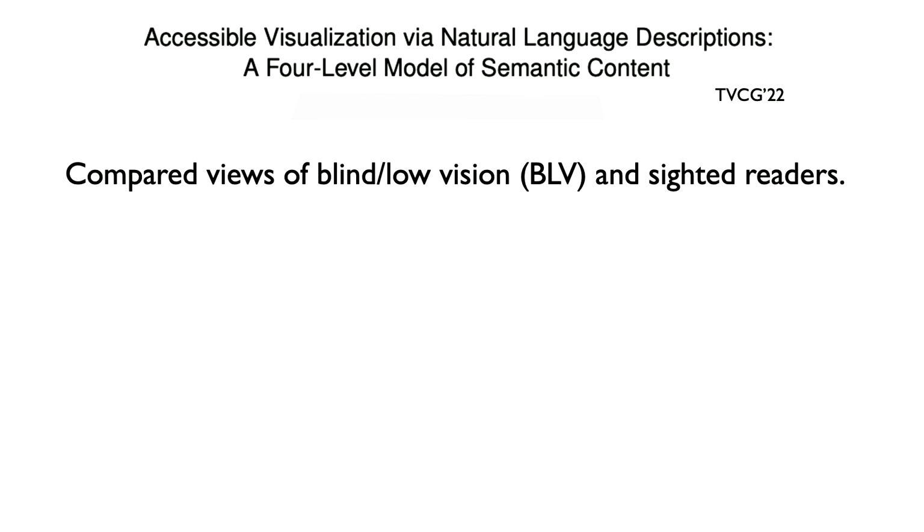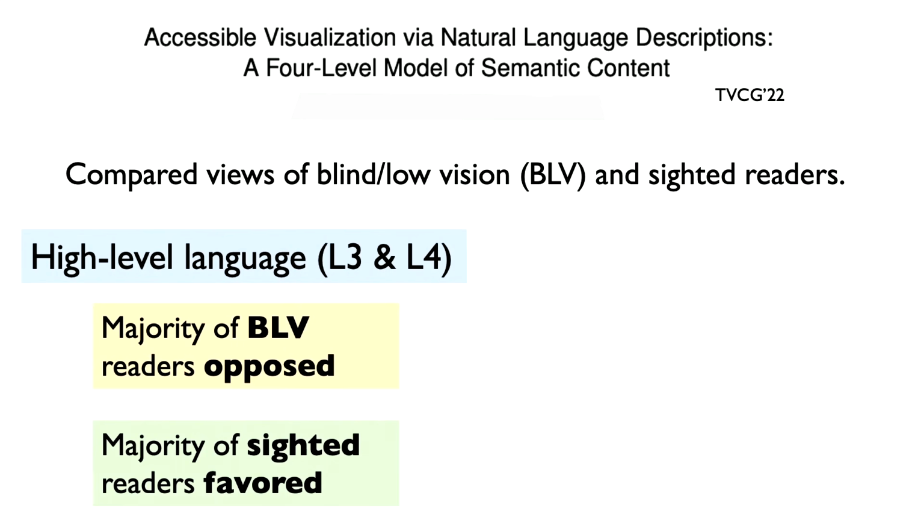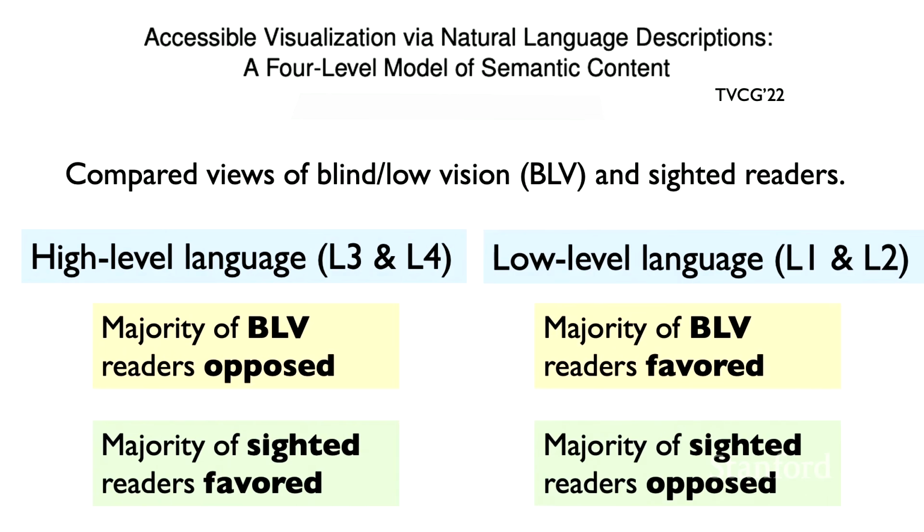And they compared the views of blind and low vision people versus sighted readers to determine which levels they preferred to have augmented on a visualization. And they had a very interesting result, which is that for the higher level descriptions, the majority of the BLV folks opposed those, but the sighted folks favored them. And for the low-level descriptions, the BLV folks favored them, and the sighted people were opposed.